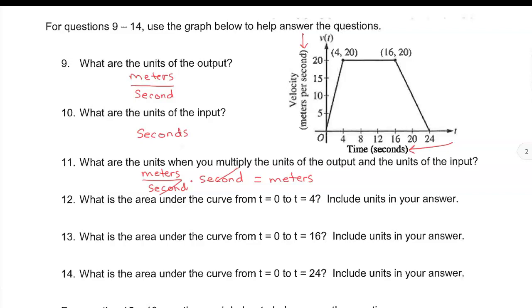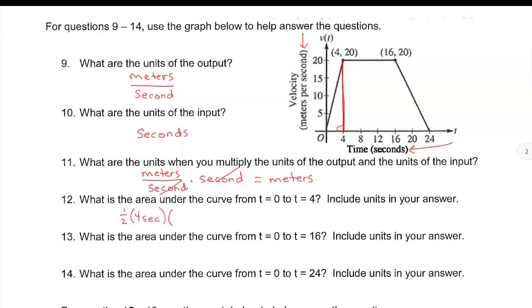Let's begin with number 12, looking at the area under the curve from 0 to 4. From 0 to 4, we're going to have a triangle. So I'm going to draw in a vertical segment here at t equals 4, and that creates a right triangle, and I'll need the formula for area of a right triangle. I'll use 1/2 base times height. 1/2 times the base. The base is 4 units long and the units are seconds. So I'll write 4 seconds.